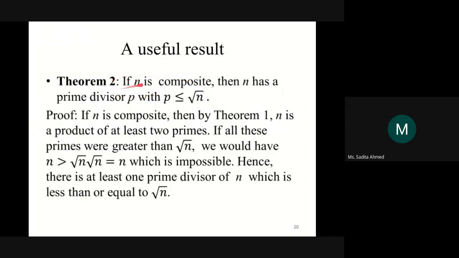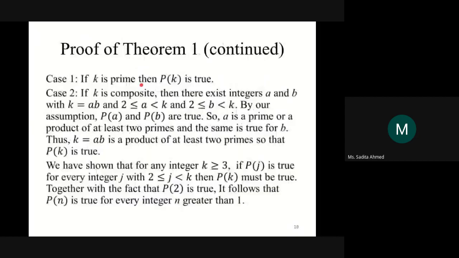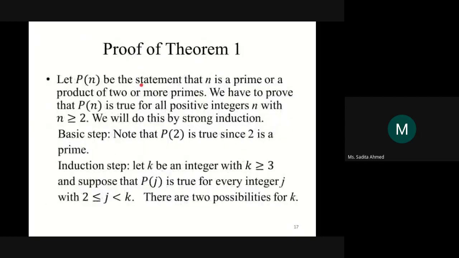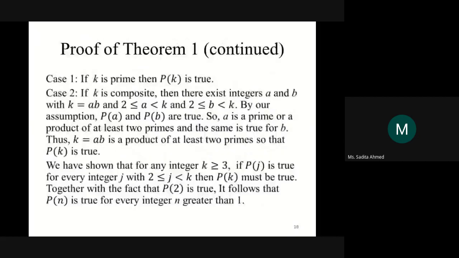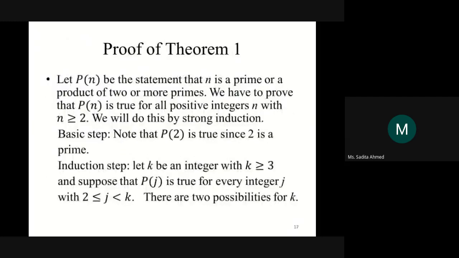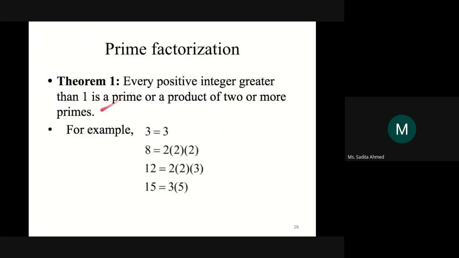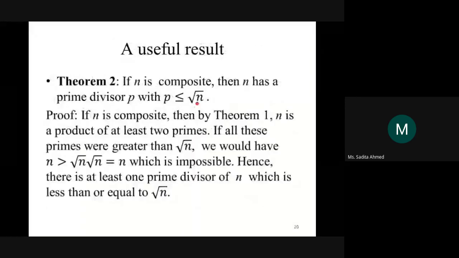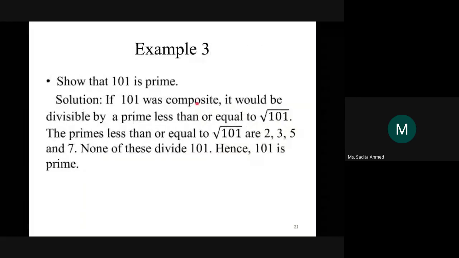What does the theorem tell us? The prime factorization theorem, what does it tell us? It tells us that if the number is a prime, then it's a prime. If it's not a prime, that is, if it's a composite, it can be expressed as the product of two or more primes. That is, it will have prime divisors, right? But you're saying that it will not have any prime divisors.